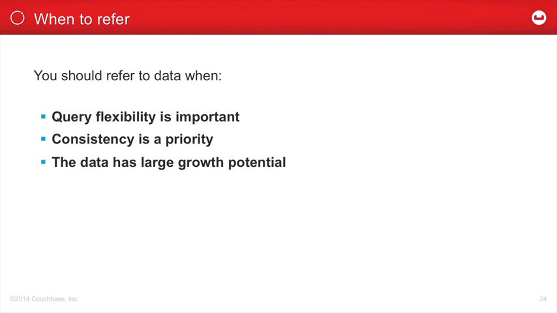And also, I would say refer to data when that data has a large growth potential. So, for example, if you were writing an instant messaging client and you were storing the conversations in a document database like Couchbase, you wouldn't want to embed the conversation in the profile of the two people who are having the conversation, because it would have unbounded growth. That conversation could go on for many, many years and turn into potentially megabytes of text.